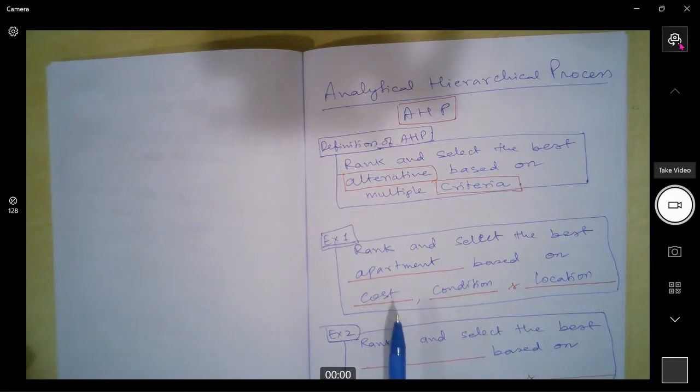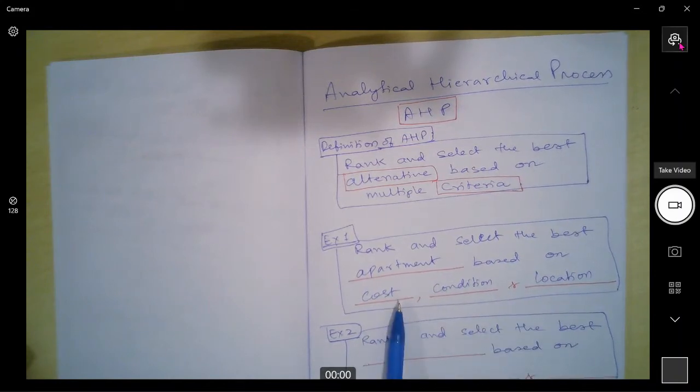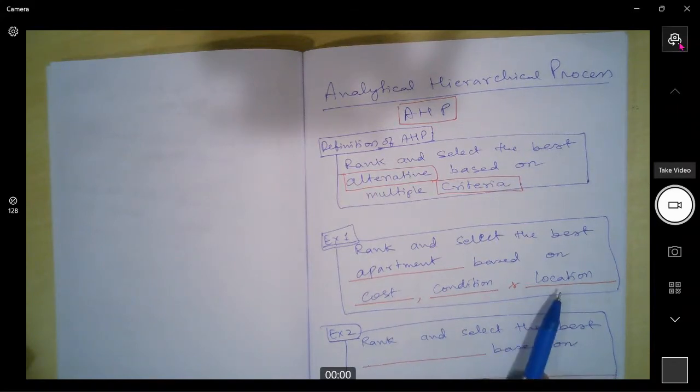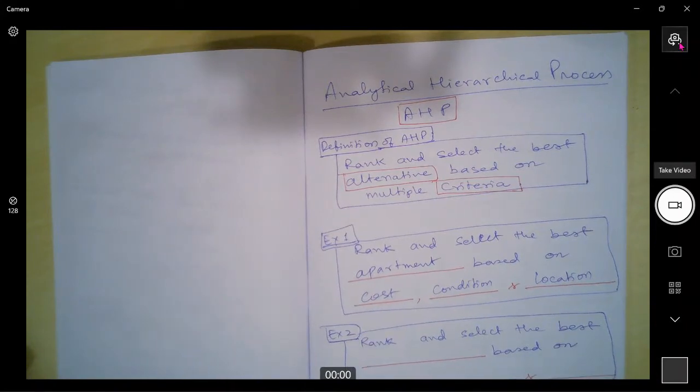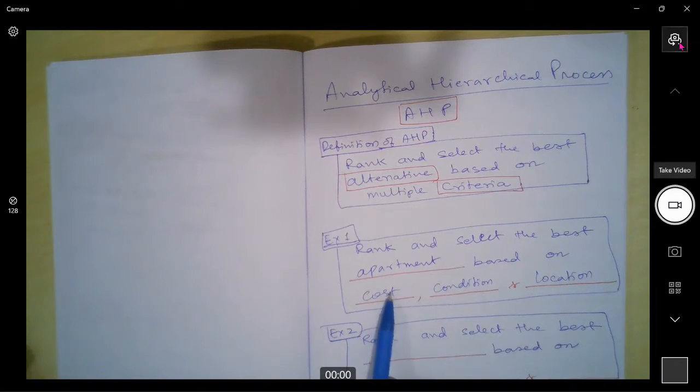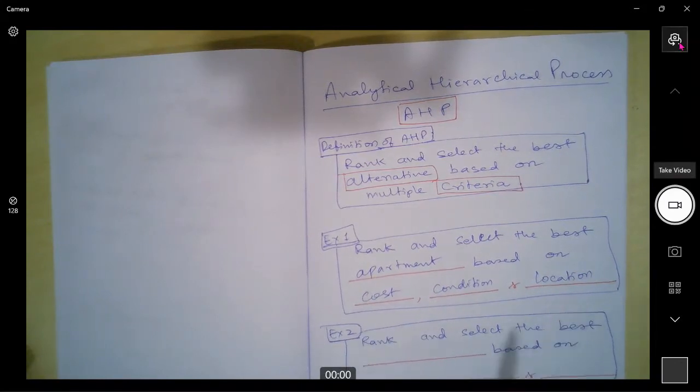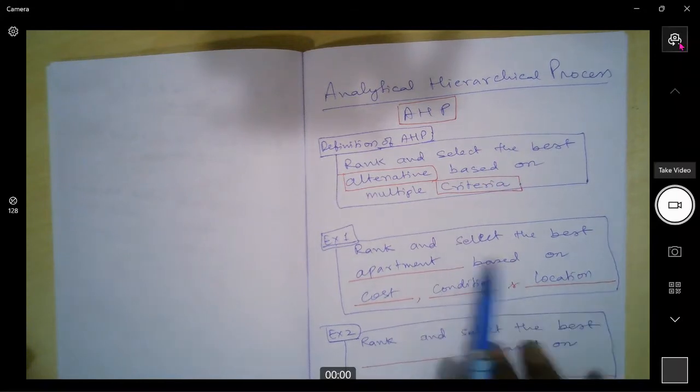Is it that you give a value from 1 to 10? So 1 means both are equal, cost and location are equal. Now I'm comparing cost and location. 2 means yes, cost is a little bit important, but location is not that important. And then if the value is more, 3, 4, 5, the more the value increases, that criteria becomes more important for you. Otherwise, if the value is 1, then they are equally important.